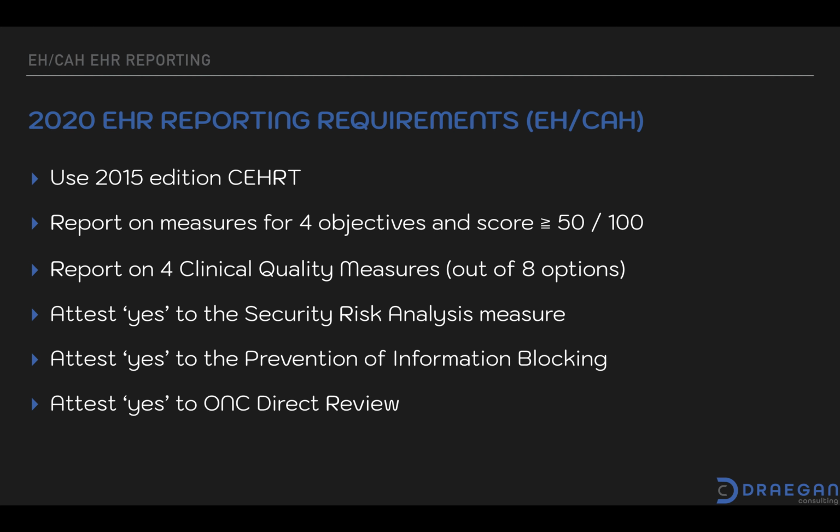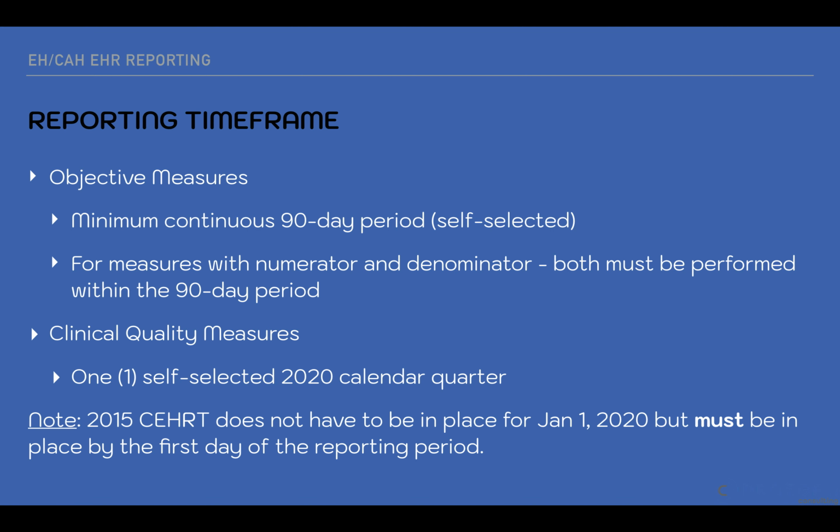the 2020 year. So in summary, reporting organizations need to utilize a 2015 edition CERT. They will report on measures associated with 4 objectives and need to achieve a score of 50 or greater on those objective measures. There are 4 clinical quality measures that need to be reported on out of an option choice list of 8. And there's a few attestations that also need to occur. So that is to attest yes to the security risk analysis measure, to the prevention of information blocking measure, and the ONC direct review. So let's jump into a little bit more detail.